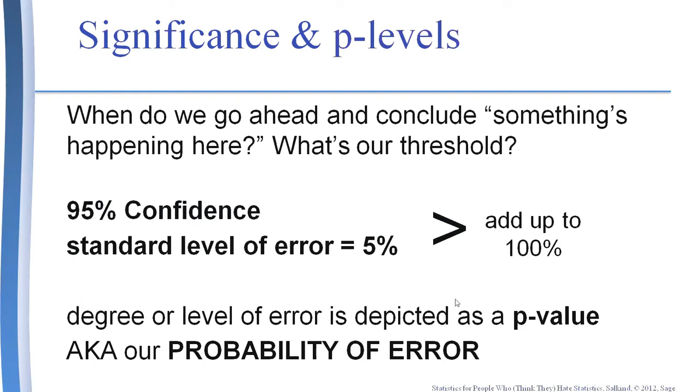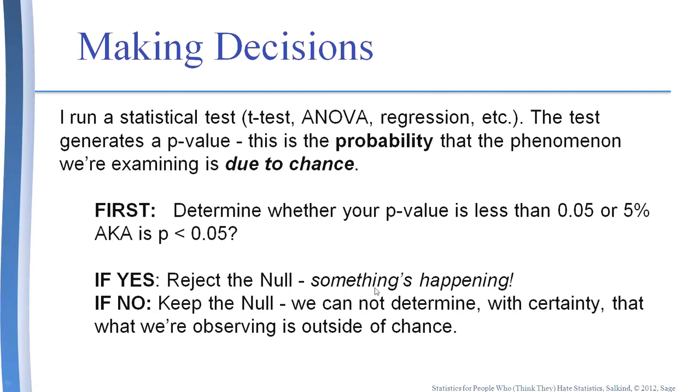So moving on to the next slide. Goodness gracious, this computer. There we go. Okay. So when I do a test, like either a t-test or ANOVA regression, it's always going to spit out a p-value. This is the probability that the phenomenon we're examining or testing is due to chance. Because we want less than 5% chance, we need a p-value that's less than 0.05.